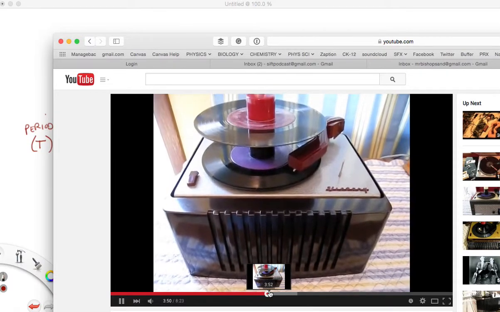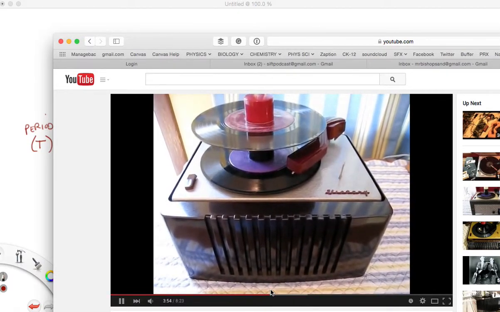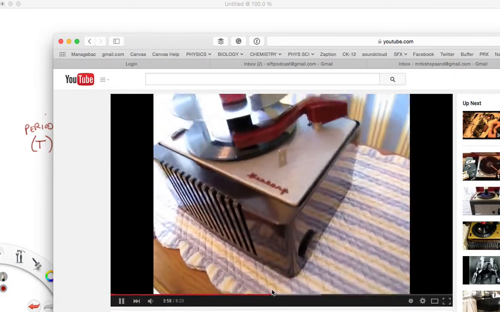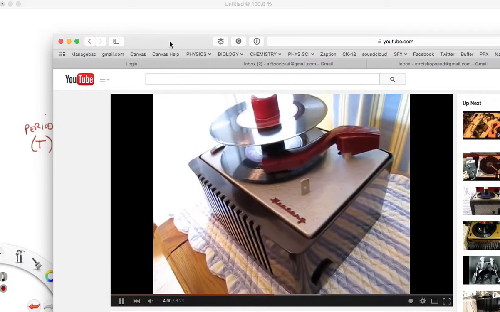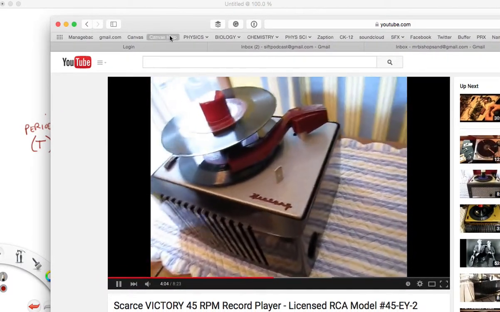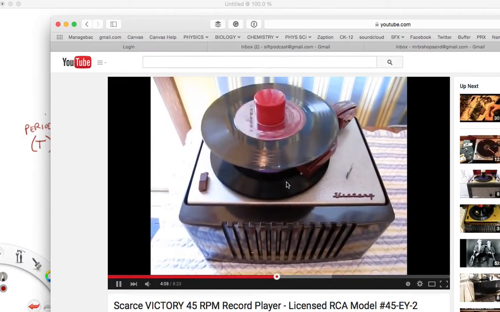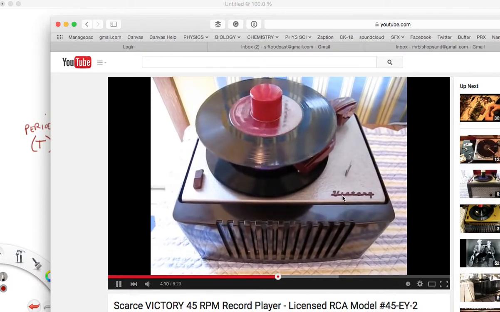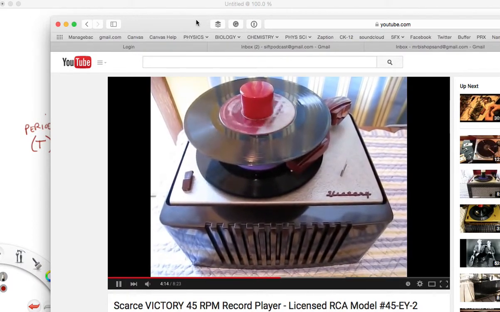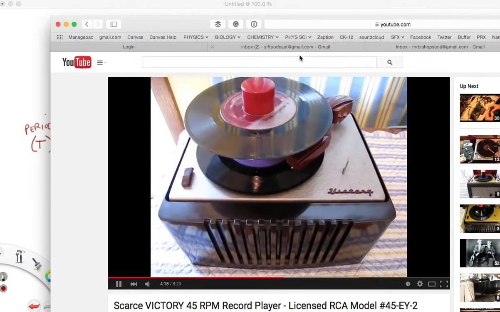So take a look at this right here. How fast is it going? What's the time it takes for it to do that? And I'll give you a hint. Right there at the bottom, it says scarce victory 45 RPM record player. RPM stands for rotations per minute. There are 45 rotations per minute. So that should help you with the math. Anyway, email me the answers and you'll get a little extra credit.